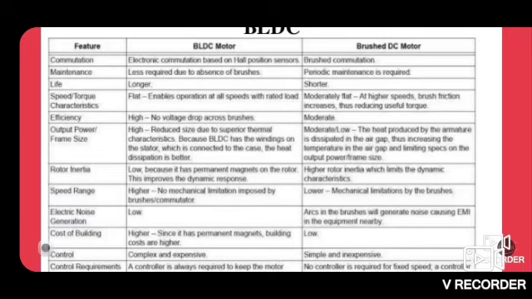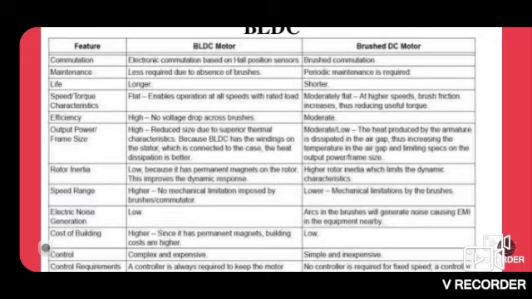But the brushed DC motor has moderate efficiency since it is having brush and commutator. Next, regarding the factor of output power and frame size. The BLDC motor has high output power. It has reduced frame size due to superior thermal characteristics because BLDC has the windings on the stator, which is connected to the case. The heat dissipation is better in the BLDC motor. But in the brushed DC motor, the output power is moderate or low. The heat produced by the armature is dissipated in the air gap, thus increasing the temperature in the air gap and limiting specs on the output power, that is the frame size.